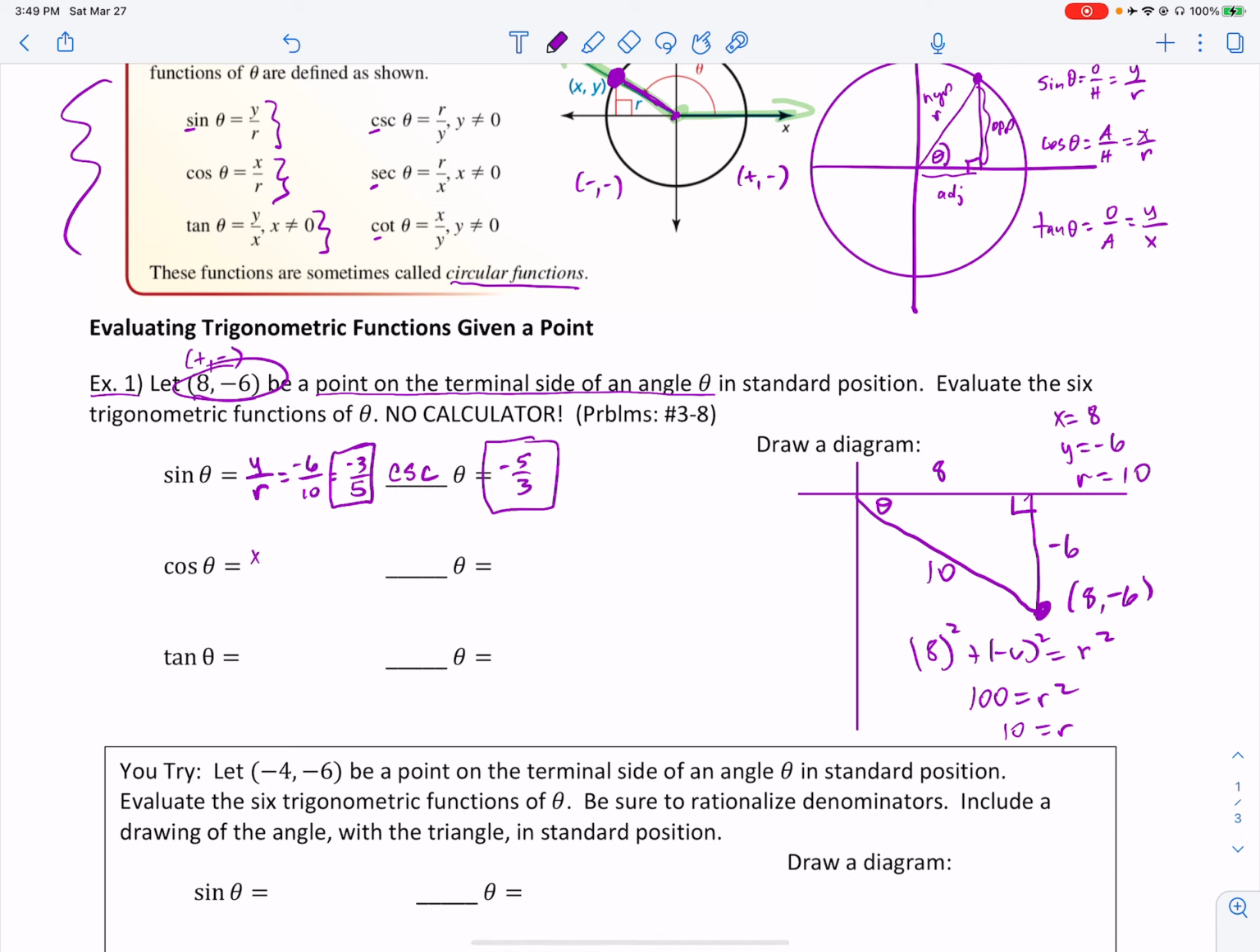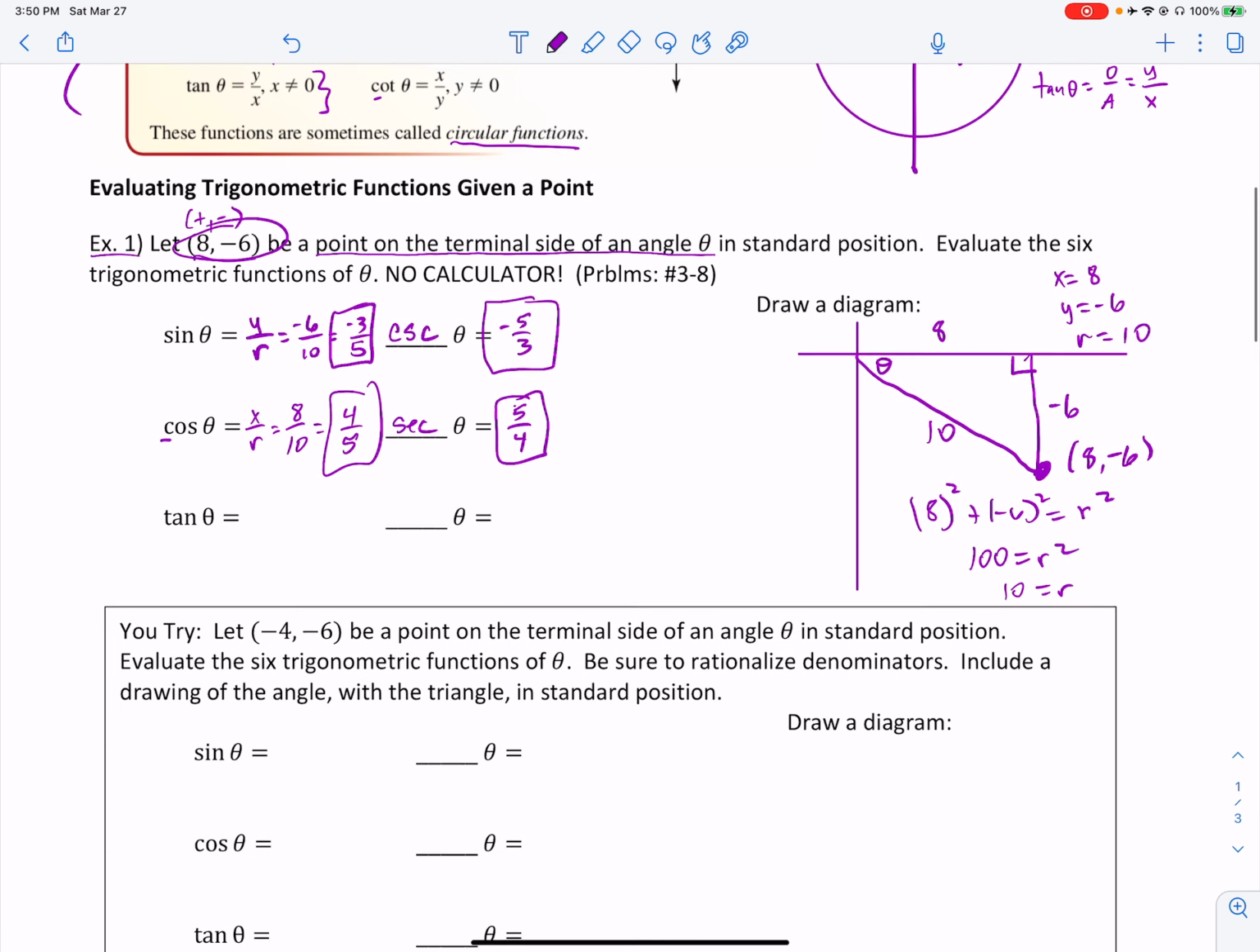Cosine is your x over your radius. You want to know these definitions. And your x coordinate is 8 and your radius is 10. And that reduces to 4/5. So you always want to reduce, and you have to rationalize the denominator when needed. The reciprocal of cosine starts with c, its reciprocal starts with s, it's secant. And so the secant is going to be 5/4.